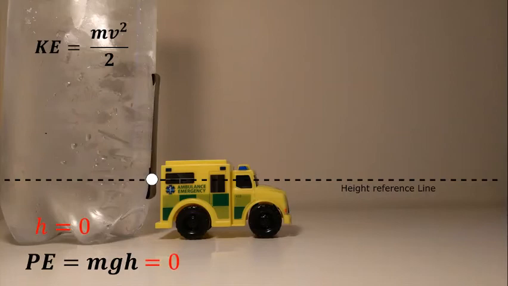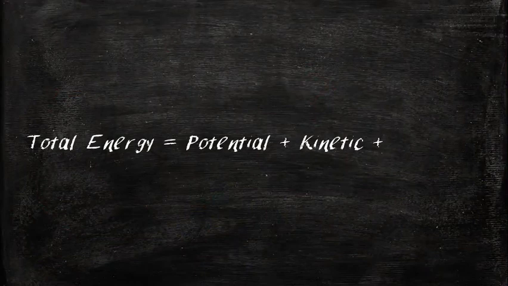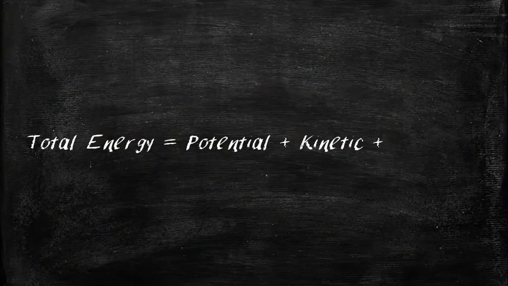Also, we know that the fluid in the bottle is not moving, so its velocity is 0. This means we also have no kinetic energy. But if we have no potential energy and no kinetic energy, where did the energy come from to do the work required to move the car? This is because in fluids there are not 2, but 3 types of energy: potential, kinetic, and pressure energy.